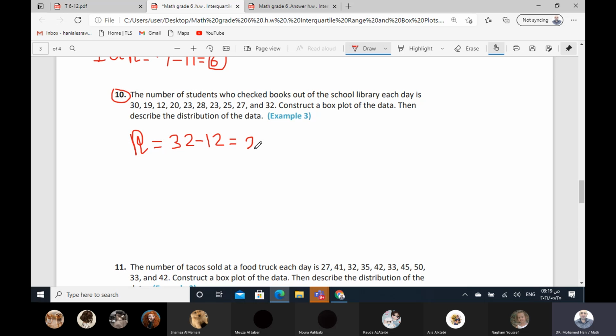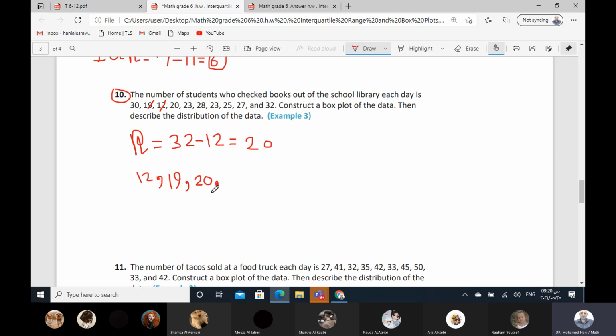It will be 20. Okay Sheikha, please can you put the data in order from least to greatest? Help me please. 12 after that. Yes, continue. So 12 and 19 then. I think you have a problem with your mic. Okay, then you have 20.